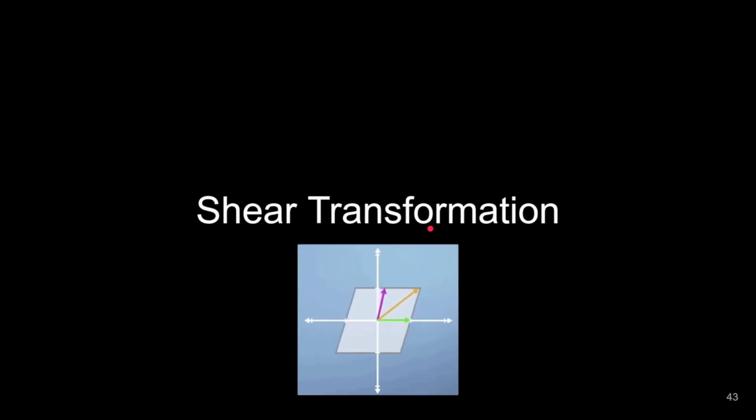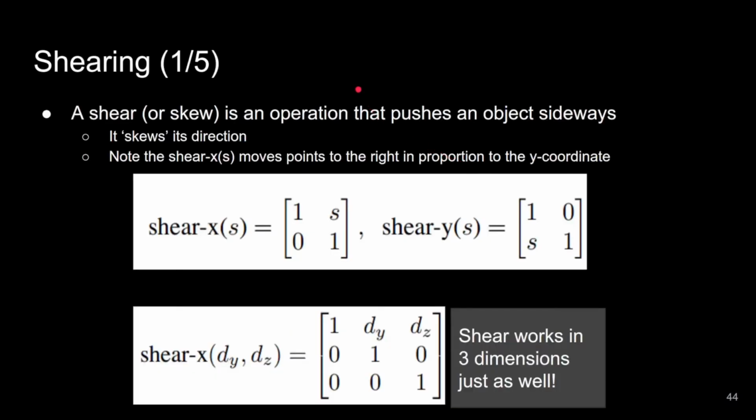All right, let's look at another transformation here. This one's called a shear transformation. Now a shear is an operation that pushes an object sideways, so it sort of skews its direction. Note the shear in the x direction is going to move points to the right in proportion to the y coordinate. So it's not scaling here, but in our second column, this is the x position here. So we are, again, moving proportionally to the y.